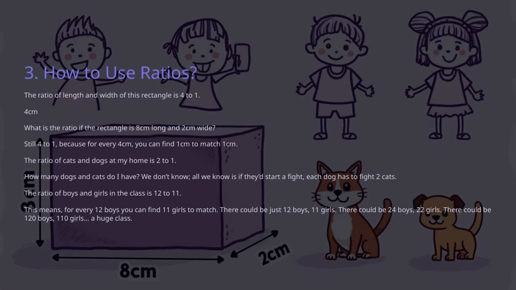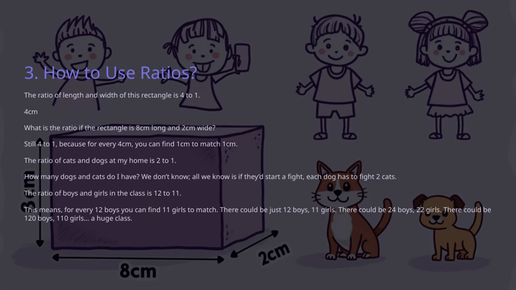On this slide, I want to point out that the ratio of the length and width of this rectangle is 4:1. So, if I tell you that one side is 4 centimeters, the other side must be 1 centimeter, maintaining that 4:1 ratio. Now, what happens if the rectangle is scaled up to 8 centimeters long and 2 centimeters wide? The ratio still remains 4:1 because for every 4 centimeters of length, there's 1 centimeter of width. It's a consistent relationship, regardless of size.